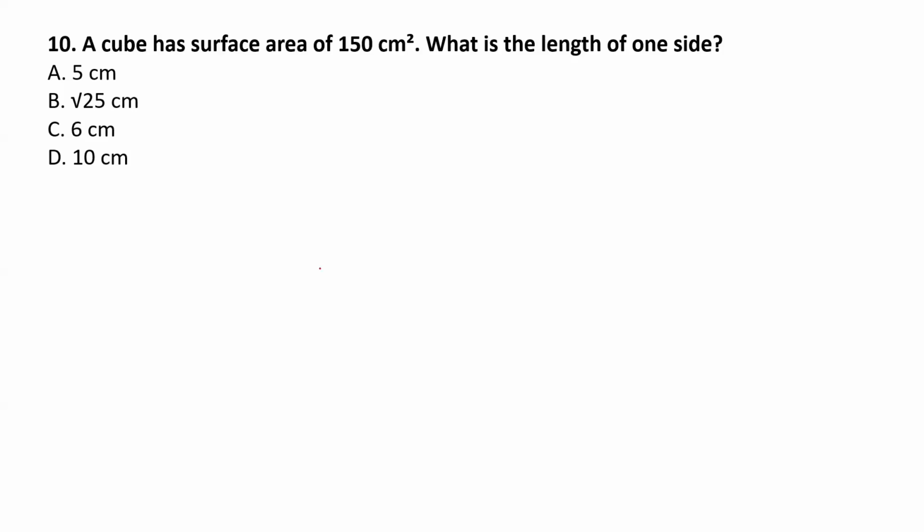Next problem is on cube. Remember, cube is this type of shape where all sides are equal. It doesn't look equal, but in a cube, all sides are actually equal. This is the cube. Surface area is given as 150 centimeter square. What is the length of one side? What is the formula for surface area of the cube? I remember, it is 6a square if a is a side.